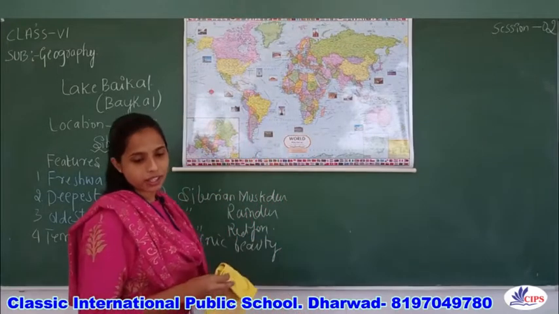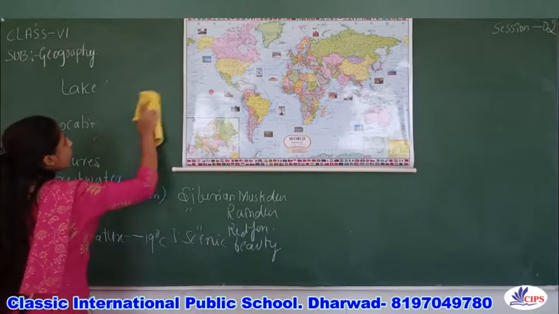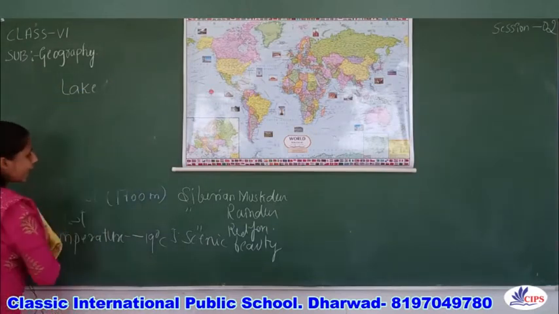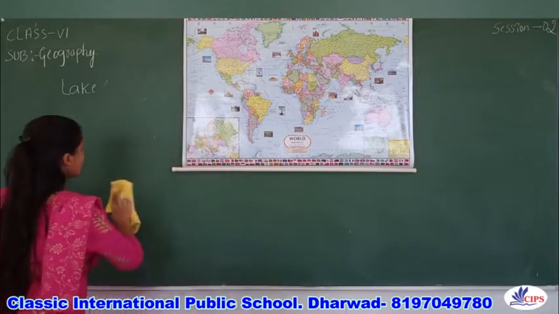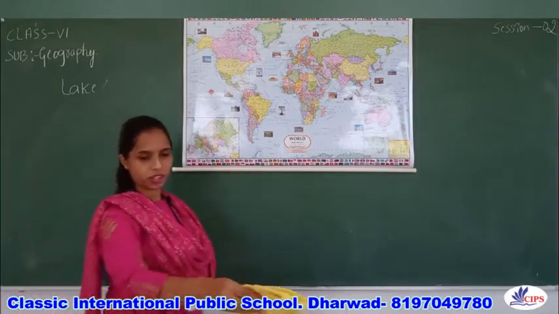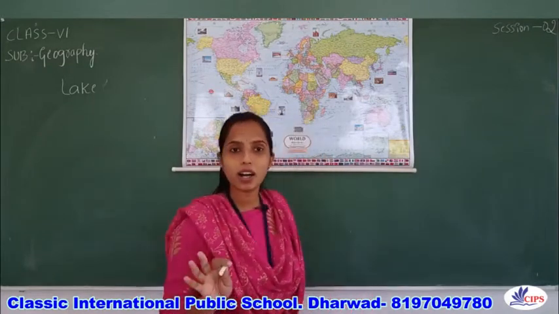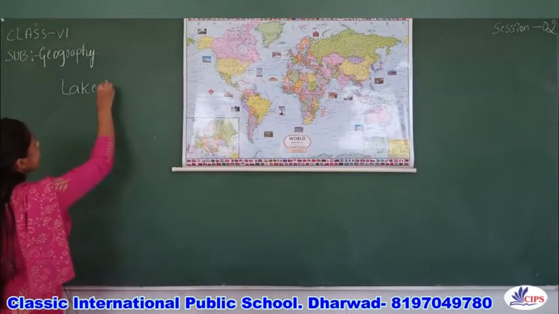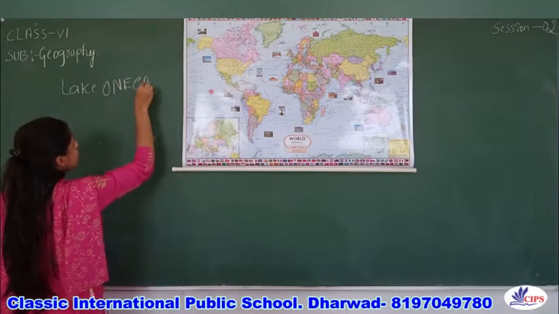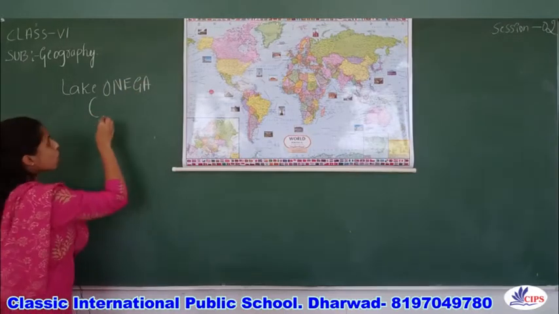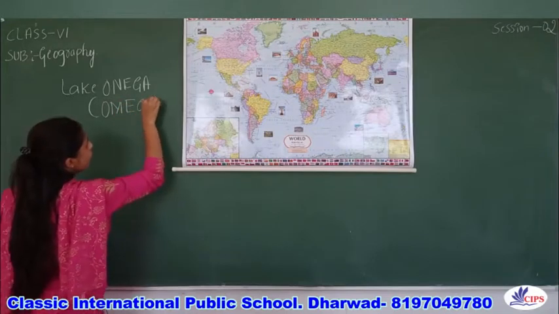The next lake is Lake Omega. It is actually Lake Onega. The next lake is Lake Onega. In your textbook, they have given it as Lake Omega. It is not Omega, but for your reference, I am also writing what is given in your textbook. Omega.